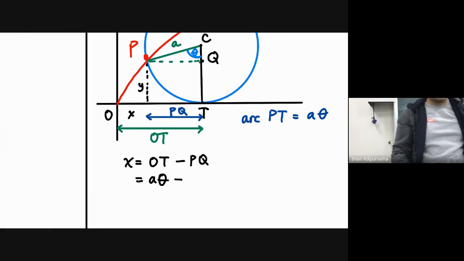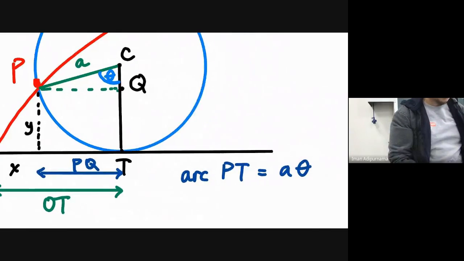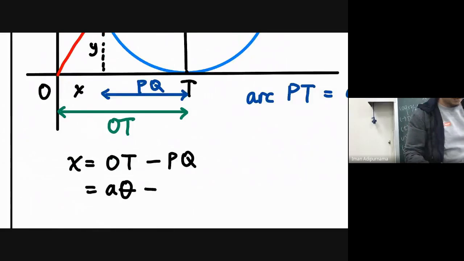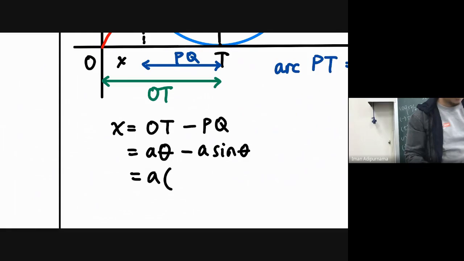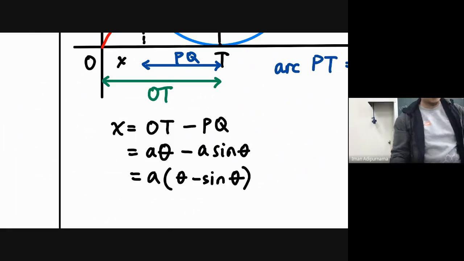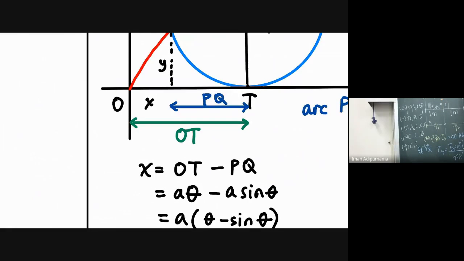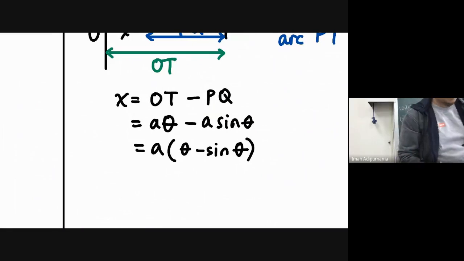And PQ is just the radius and its sine, right? It's sine, right? So it's A sine theta. So for X, you get A theta minus sine theta. Okay, so we define this X and Y to define what is our cycloid, approached from the theta and the radius.